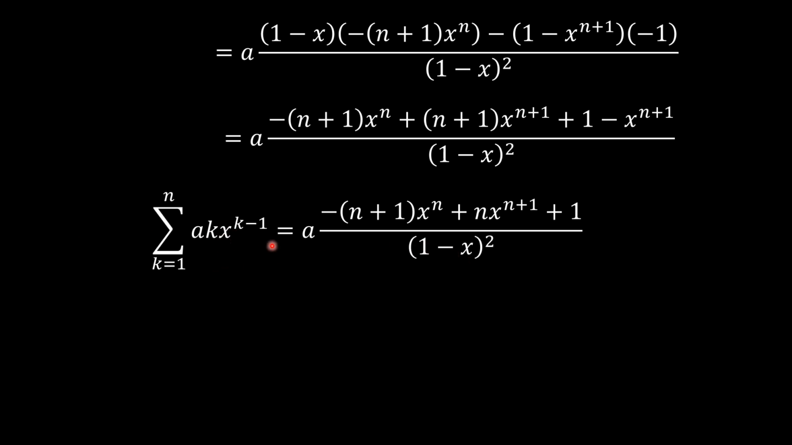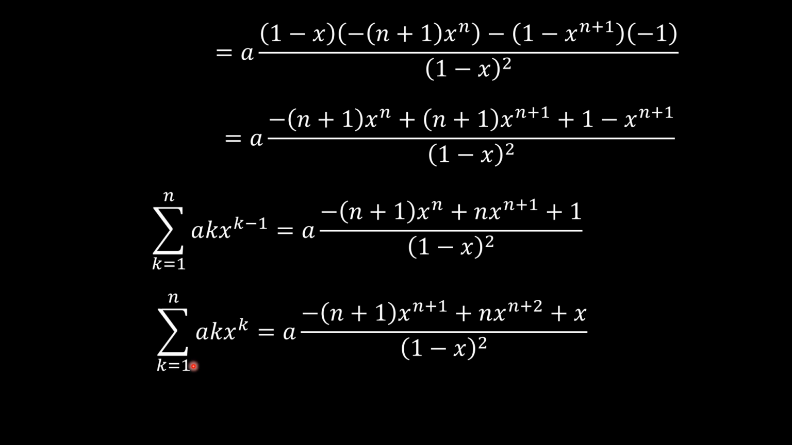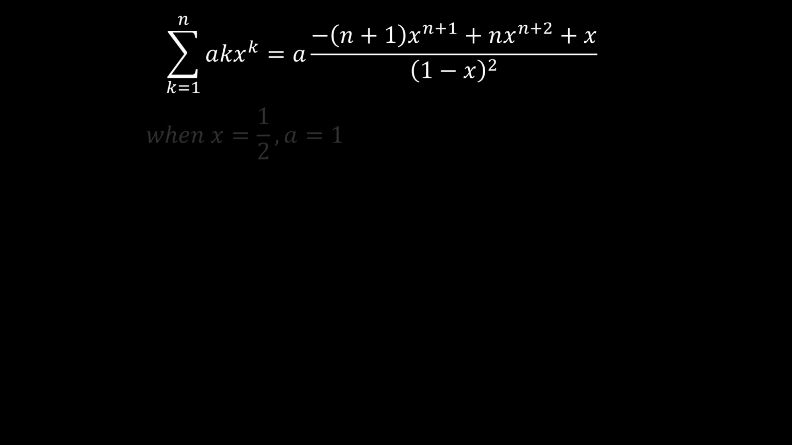Then we multiply x to both sides, so we have the summation of a k x to the power k is the same as a times negative n plus 1 x to the power n plus 1 plus n x to the power n plus 2 plus x over 1 minus x to the power 2. You can ignore this part, but this is something that one needs to know.